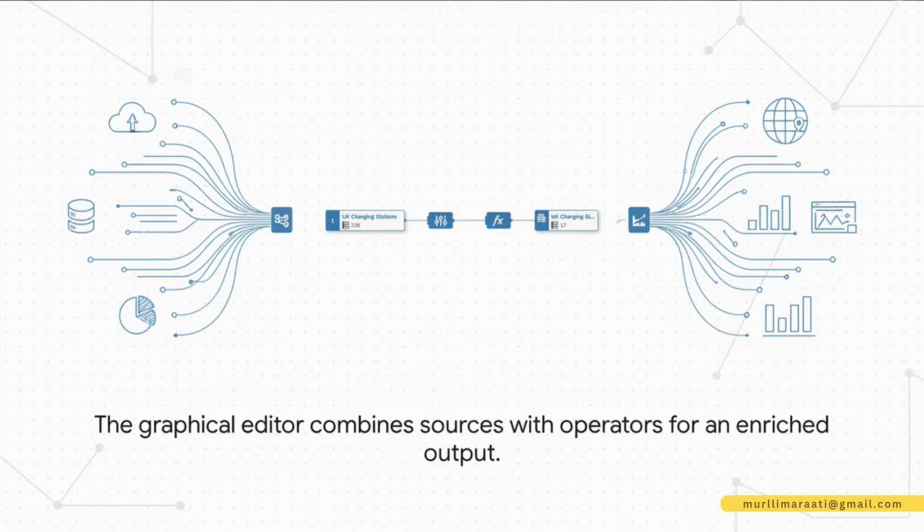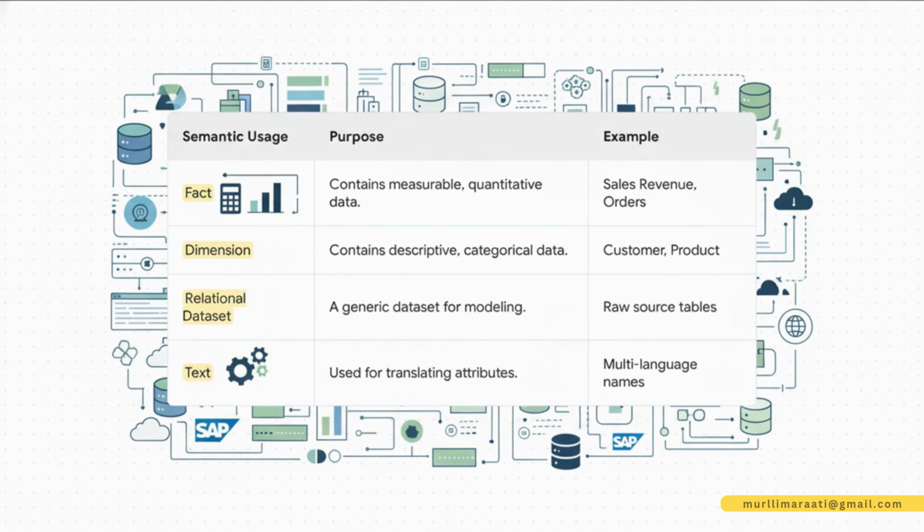It's incredibly powerful. Now, one of the most critical things you do in here is apply what's called semantic usage. This is so much more than just a naming convention. When you tell Datasphere that one table is a fact, with your numbers, your sales revenue, and another is a dimension with your descriptive stuff like customer names, you're literally teaching the system how your business works. This is what lets your BI tools automatically know how to slice and dice the data correctly.